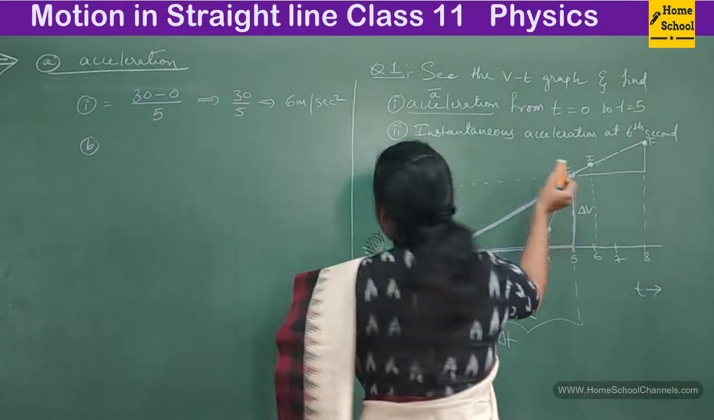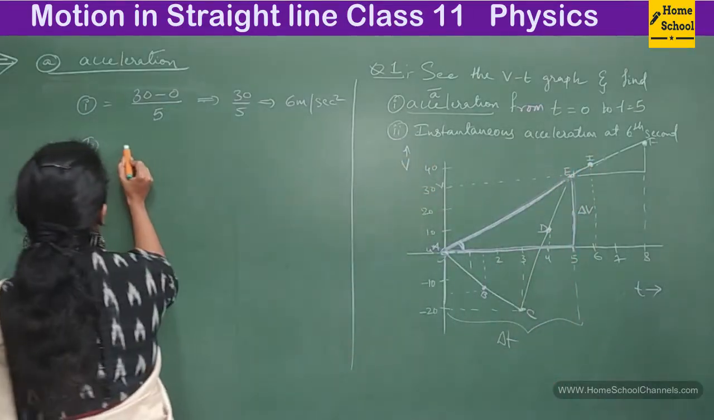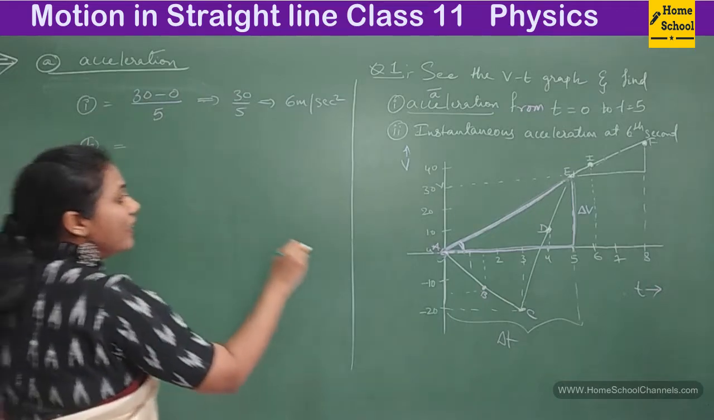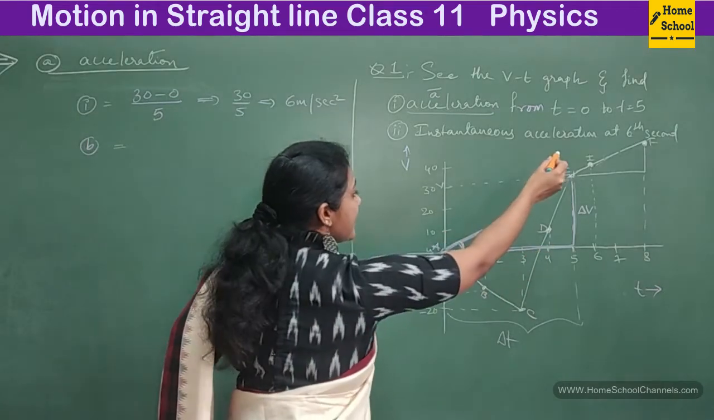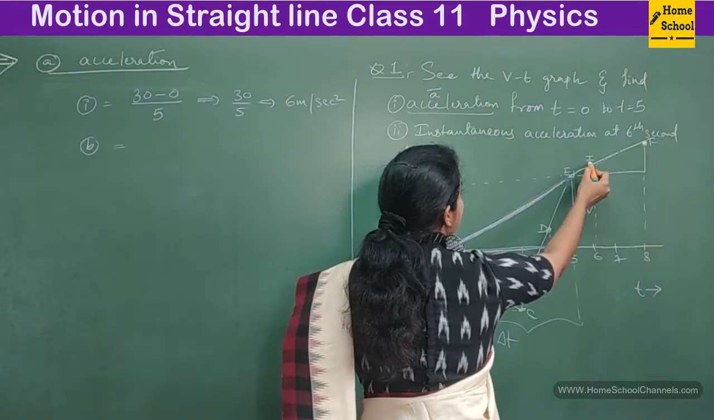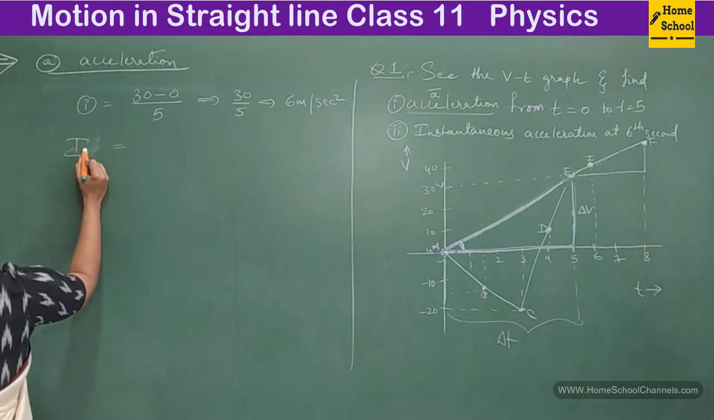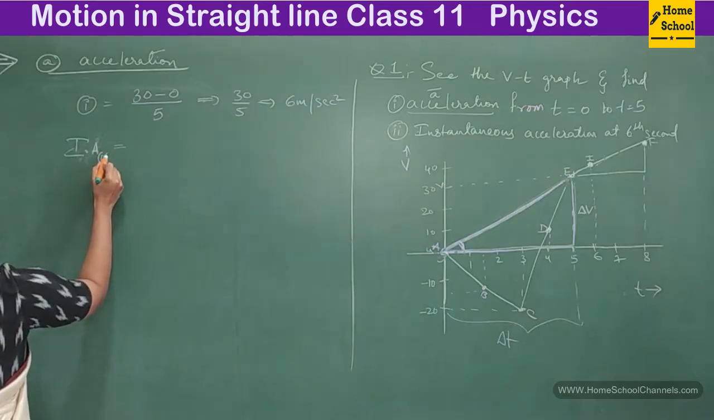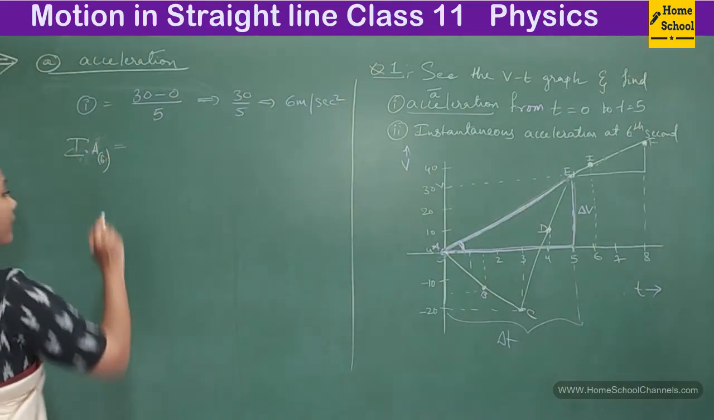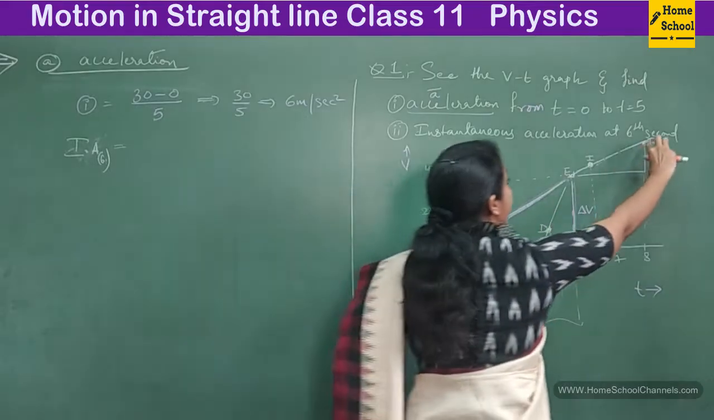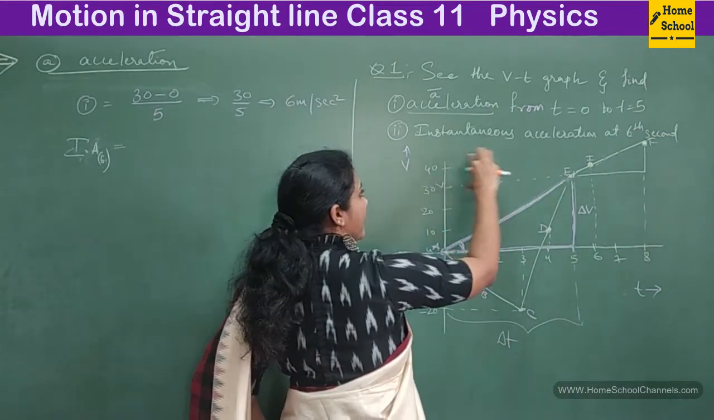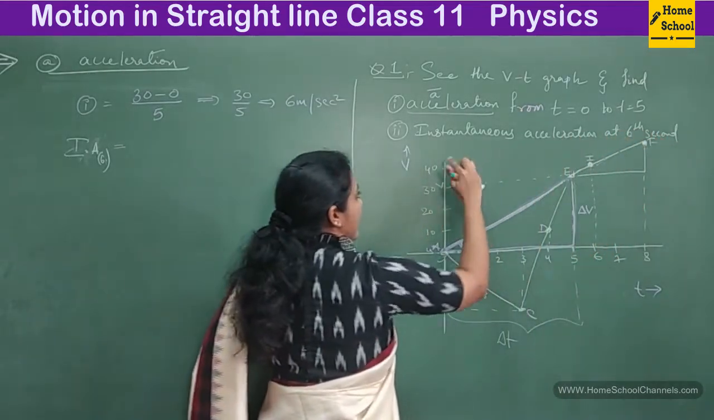Okay, so how do you calculate instantaneous acceleration at the 6th second, right? At the 6th second, instantaneous acceleration is equal to, see, this divided by this length. This is the change in velocity, right?